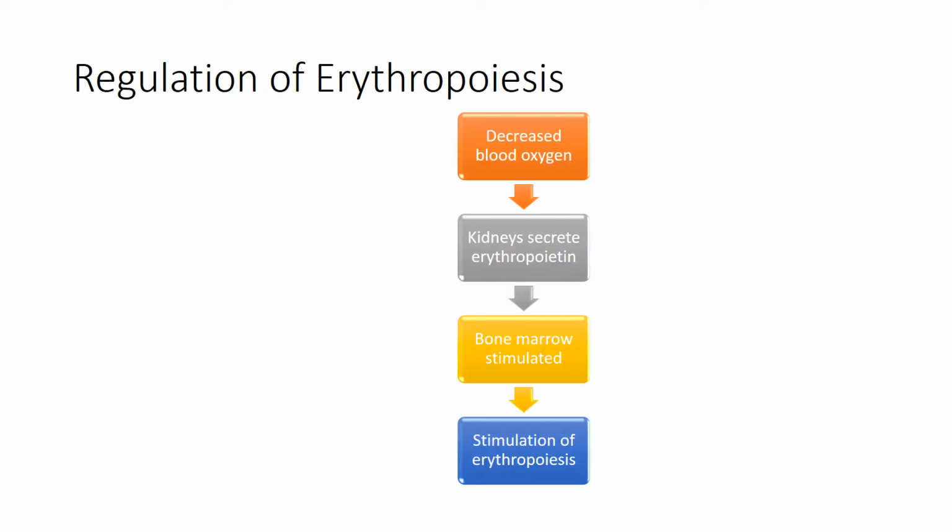So what stimulates the process of erythropoiesis? When there is a decreased oxygen supply to the tissues, the kidneys secrete a hormone called erythropoietin. This tells the bone marrow to increase the production of red blood cells.